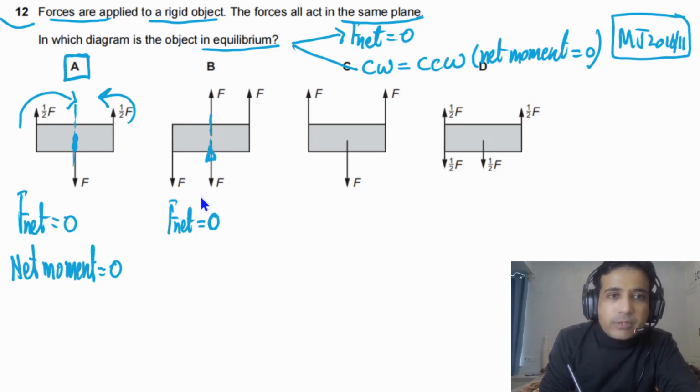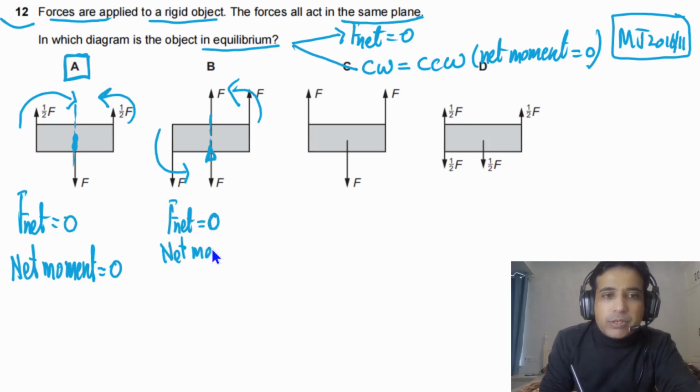So moment due to these forces will be 0, and moment due to this one will be anti-clockwise, and moment due to this one also will be anti-clockwise. So the net moment will not be equal to 0. So in this case, net moment will not be equal to 0. So it means this is not in static equilibrium.